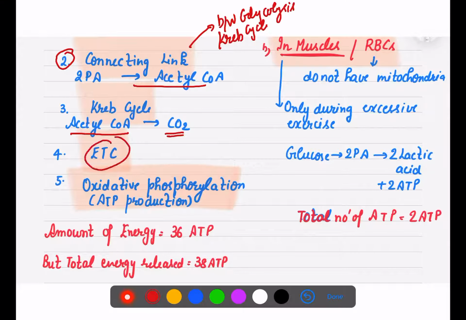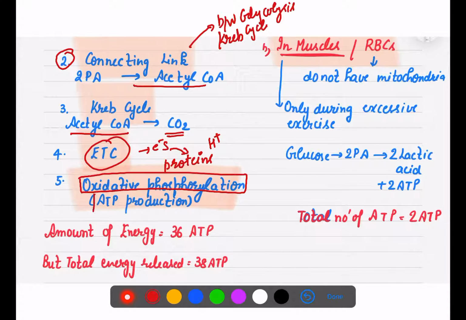Then there is the electron transport chain, in which electrons are transported with the help of proteins or electron carriers to form the proton gradient. And the last step in aerobic respiration is oxidative phosphorylation, that is the formation of ATP molecules using the assimilatory powers, that is NADH2 and FADH2. That is what we already discussed in my last topic, respiration in plants.